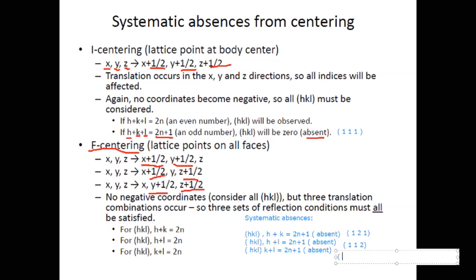Let's see. K plus L, 3, 3, 2. So if all of these reflections were absent for the odd, then you would have F centering. So that's pretty much all the different systematic absences you can have for centering. Again, you have to look at the entire HKL because none of the directions become negative, so you have to include all the indices in your condition.